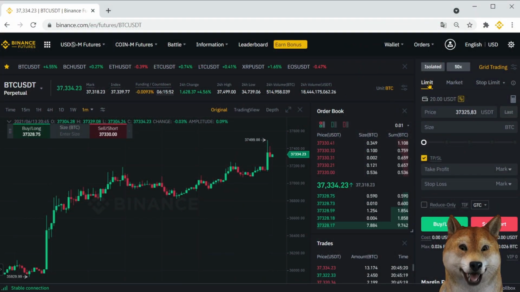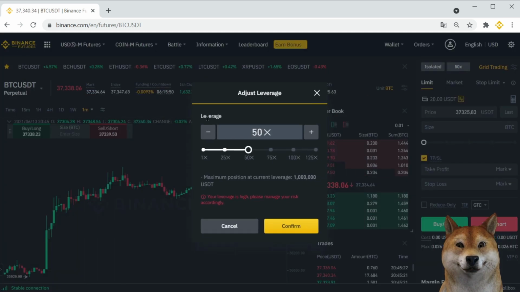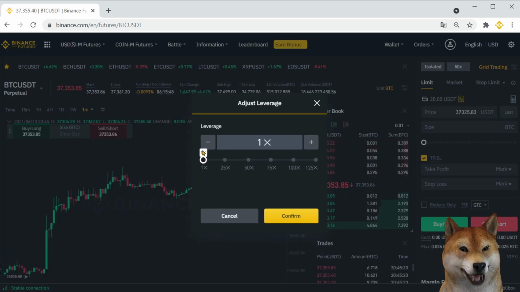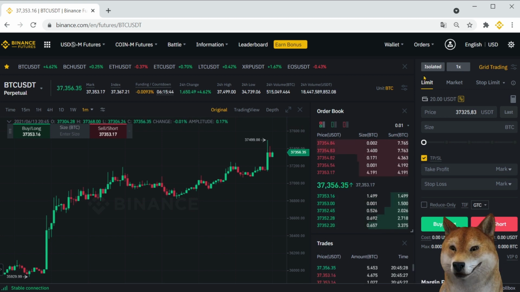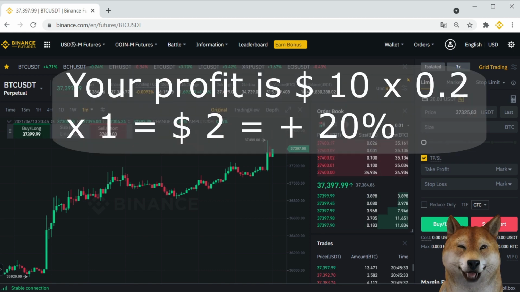Click on the leverage size and choose 1x, that is, we do not use leverage at all. Let's imagine we have 10 United States dollars on the futures balance, and you open a long Bitcoin position with all of your deposit. It's $10, and after the price has risen by 20%, you earn $2 net, excluding commission costs. Everything is as on the spot market.